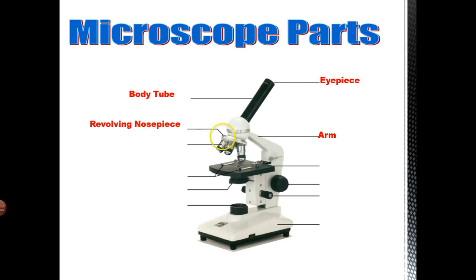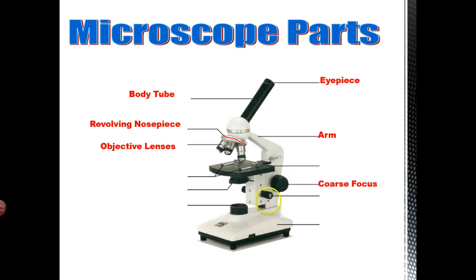Then you have a really important piece, the revolving nose piece. The revolving nose piece is called that because it revolves, it turns around, and it lets you have more than one objective lens in order to increase your magnification without having to get a totally separate microscope. These three things attached here are the objectives. The shortest one would be the low power objective, the longest one would be called the high power objective, and the one in the middle would be called the middle power objective. Sometimes you'll also hear them called scanning, low, and high power.